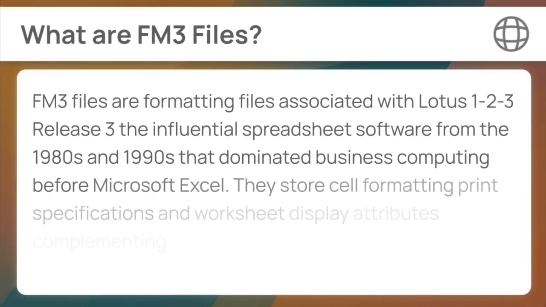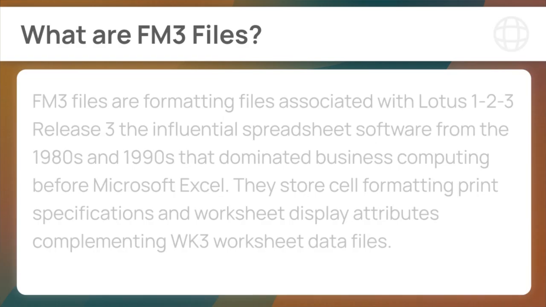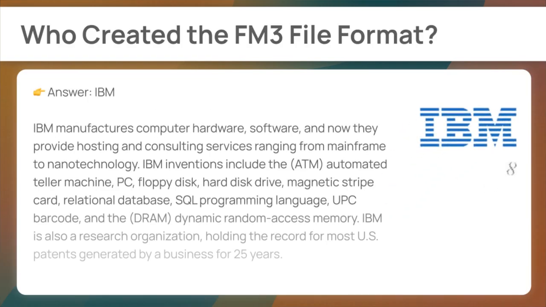FM3 files are formatting files associated with Lotus 1-2-3 Release 3, the influential spreadsheet software from the 1980s and 1990s that dominated business computing before Microsoft Excel. They store cell formatting, print specifications, and worksheet display attributes, complementing WK3 worksheet data files.